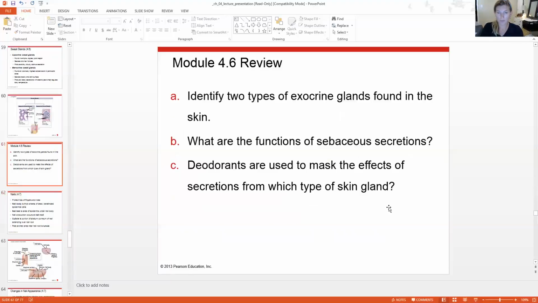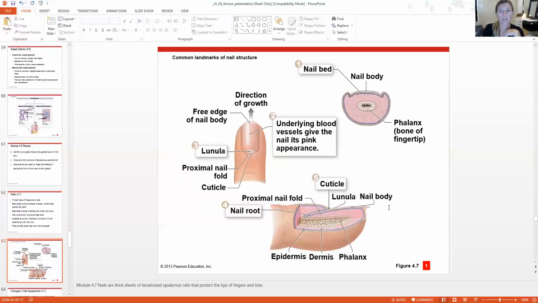Here are, whoops, I went back. Sorry about that. Here you see some of these structures. The nail bed is that epidermis. The nail body sits on top. There you see a finger bone. This is all the muscles of the finger. The lunula is this little half moon area. And the cuticle, of course, is the surrounding epidermis.